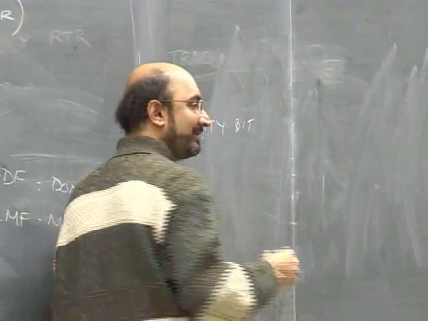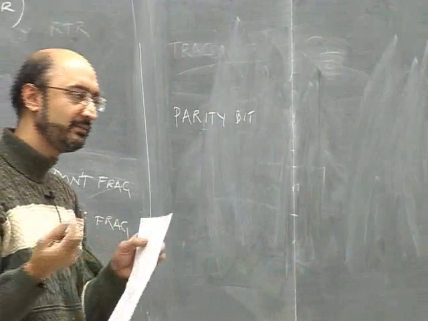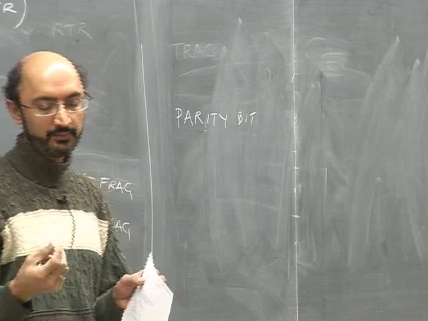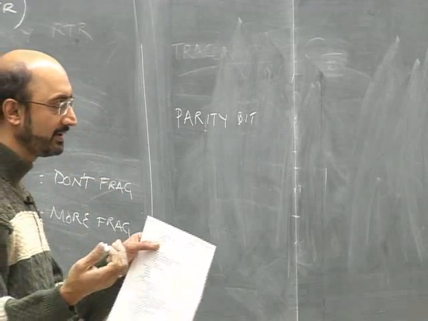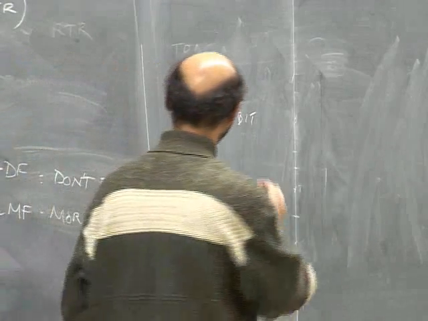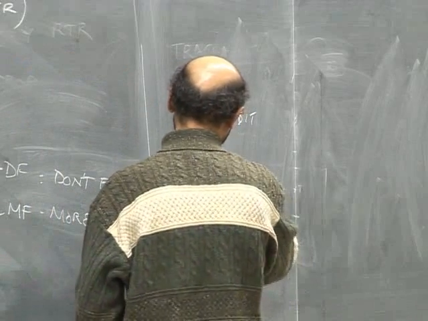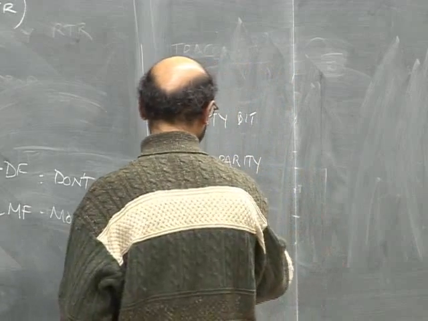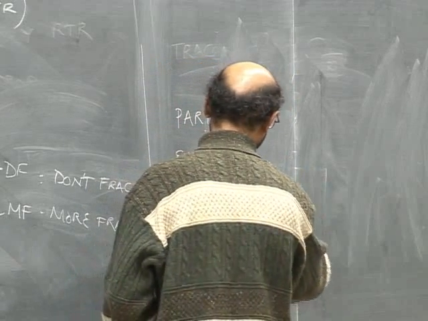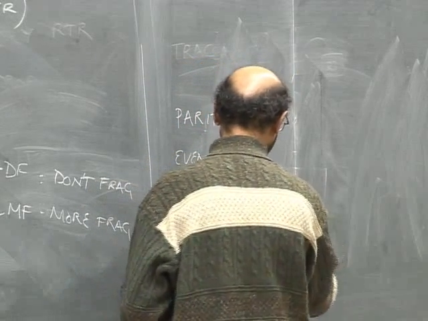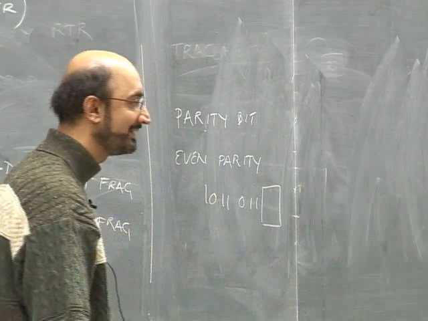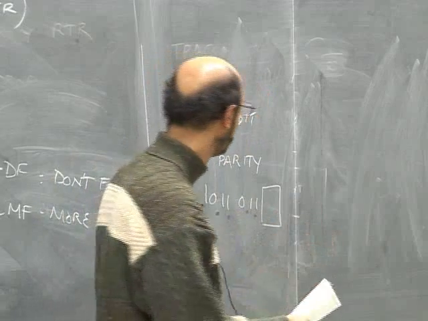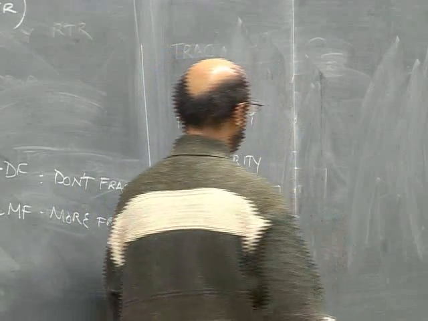A parity bit is a bit added to 7 bits, typically the 8th bit, so that the number of ones in the string is either even or odd. Let's look at even parity. Let's say I have a string 10111011, and then I have this bit to fill in, and I want to make the number of ones even. Right now I have 1, 2, 3, 4, 5. It's an odd number, so I'll put a 1 over here, and that makes it even.